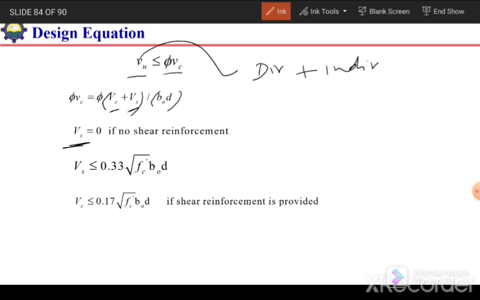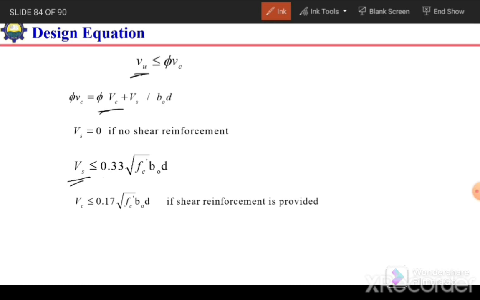If there is no shear reinforcement, in that case Vs will be equal to zero and our design shear will be only because of the concrete resistance. If this Vu is greater than phi Vc, in that case we need to provide shear reinforcement, and the value of this shear force should be less than 0.33 square root fc prime b0 d. If the shear that needs to be resisted by the steel reinforcement is greater than this value, then we need to change the dimensions of the slab. We need to increase its thickness, or provide column capitals or drop panels.